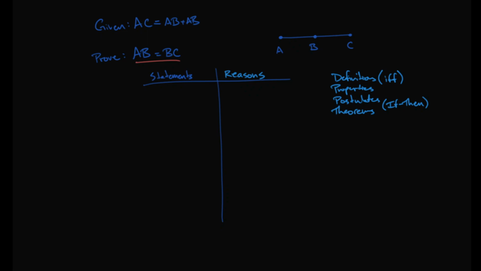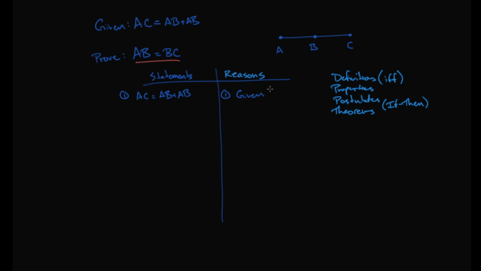And the way that I'm going to do that is by, of course, starting with my given. That is my first statement, that AC is equal to AB plus AB. I'm going to number this. This is statement number 1. And then I'm going to associate it with a reason. This reason number 1 is just that this was given to me.